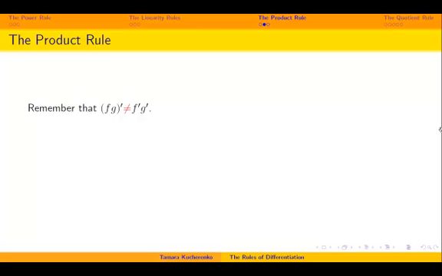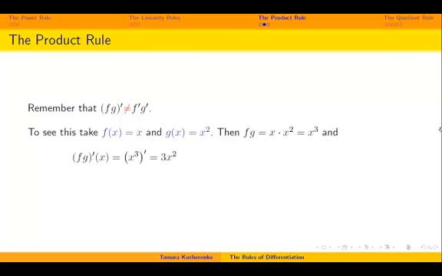It is important to remember that the derivative of the product is not equal to the product of the derivatives. To see this, take f of x equals x and g of x equals x squared. Then the product f times g equals x times x squared, which equals x cubed. And the derivative of the product, f times g prime, is x cubed prime, which is 3x squared according to the power rule.